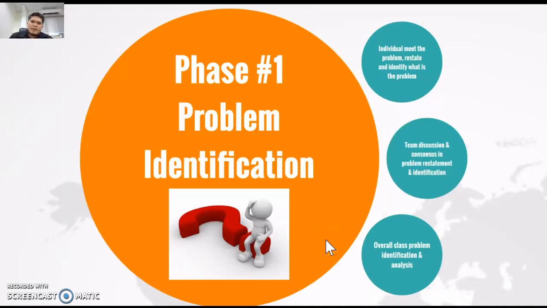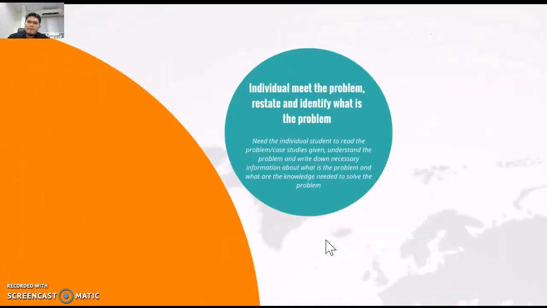In cooperative problem-based learning, there are basically 3 phases that you need to undergo, for which phase 1 is what we call problem identification. So of course, when you have the problem given to you, you need to understand what the problem is all about and how you overcome that particular problem.